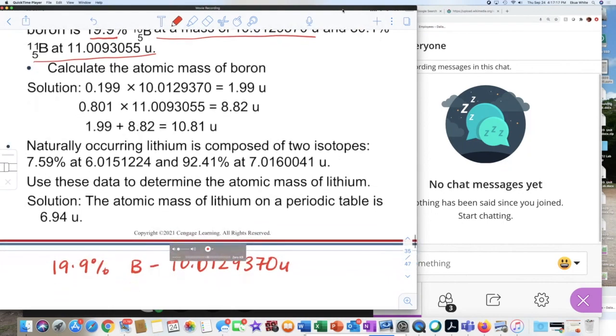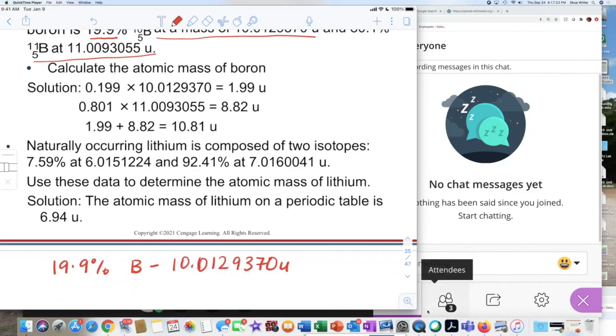By the way, here they're using the mass unit U versus AMU. Please notice that U is the same thing as AMU, which is the same thing as grams per mole, depending on what's needed. Some books will use U, some will use AMU, some will use grams per mole. Don't get caught up in that. Just recognize they're interchangeable, okay?